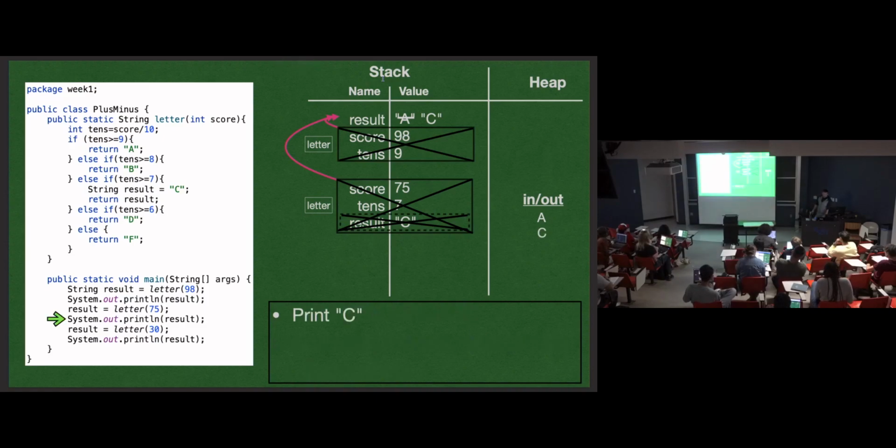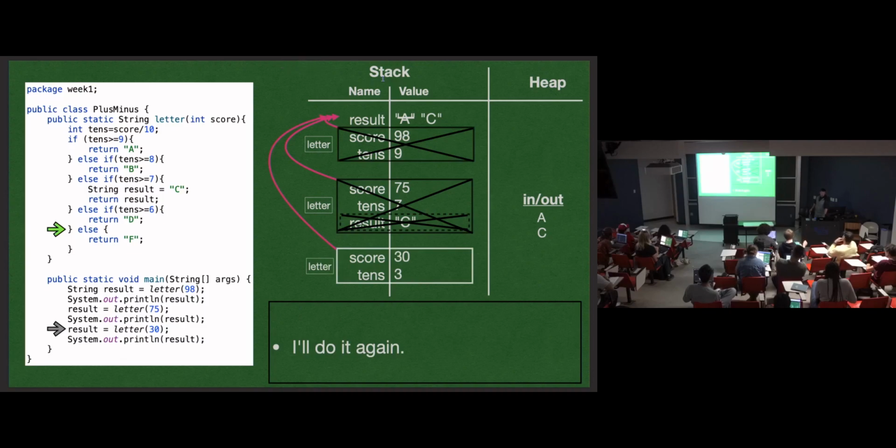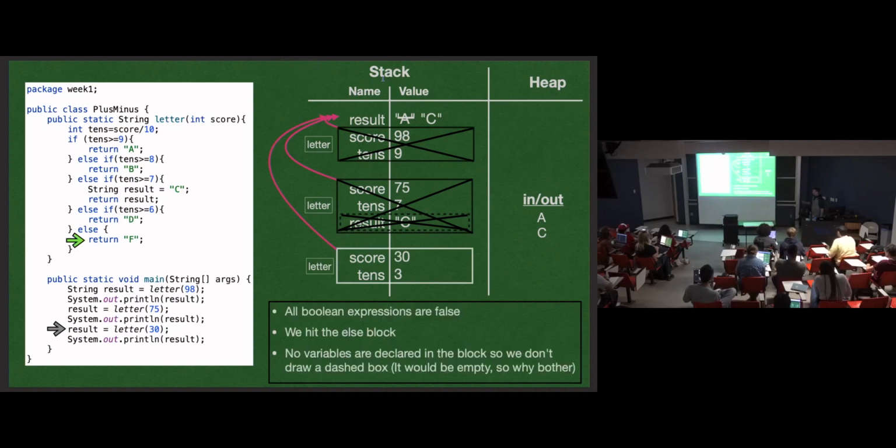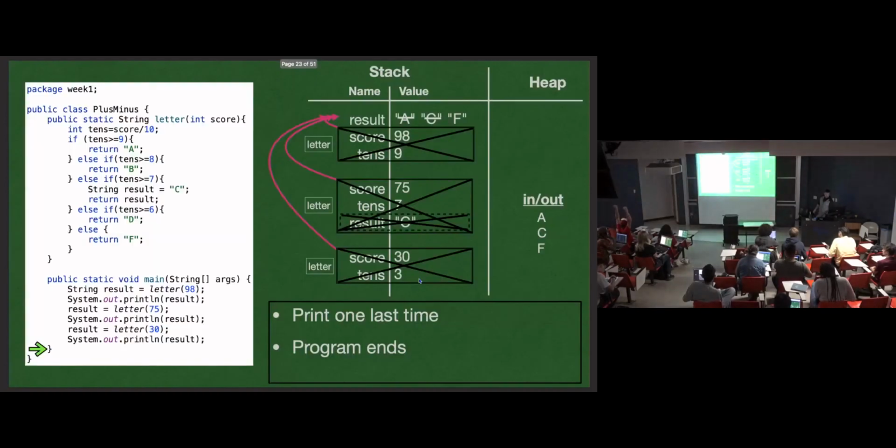Print C to the screen. We do it again. And the last thing I want to point out is that when we have a code block where we don't have any variables declared, we don't have to draw the dashed box. And I won't draw the dashed box. If you want to, on your memory diagrams, draw empty dashed boxes in this first and third method call, that's fine, but there's nothing going in there. There's no point. And the method ends, we'll pick up with loops next time.